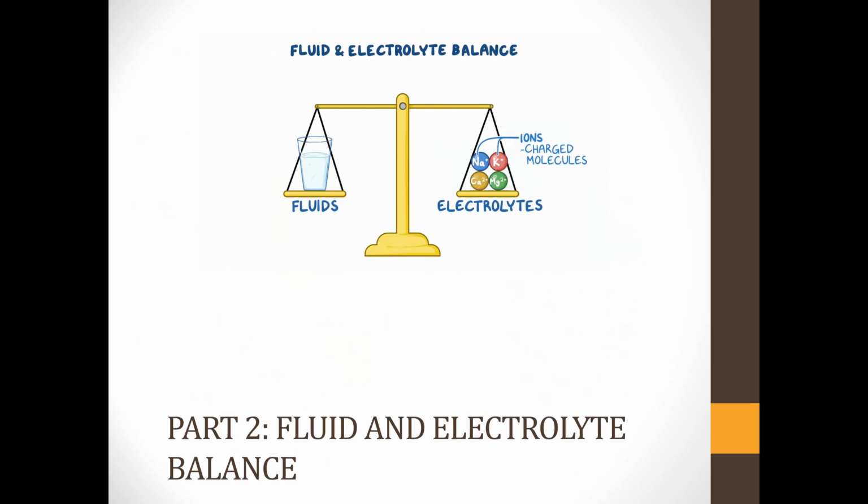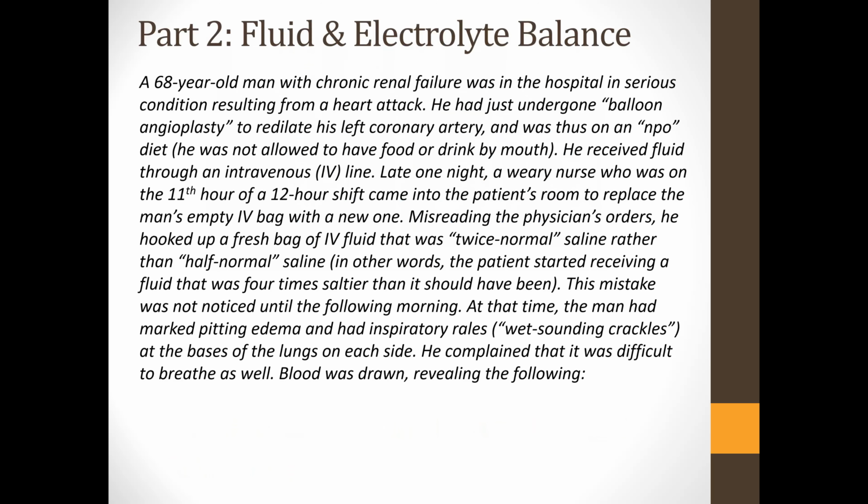So part 2, fluid and electrolyte balance. A 68-year-old man with chronic renal failure was in the hospital in serious condition resulting from a heart attack. He had just undergone balloon angioplasty to redilate his left coronary artery and was thus on an NPO diet. This means he was not allowed to have food or drink by mouth. He received fluid through an intravenous or IV line.